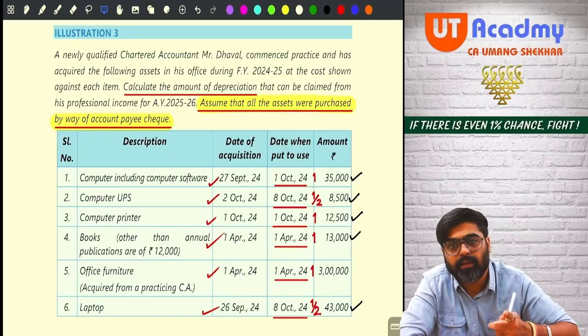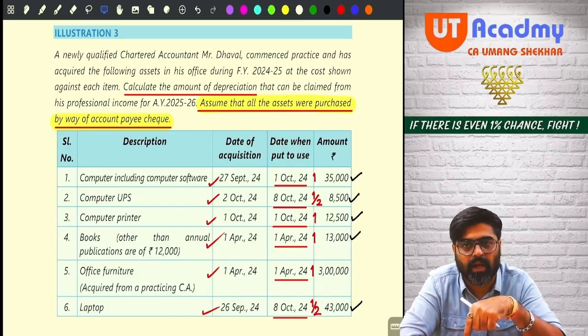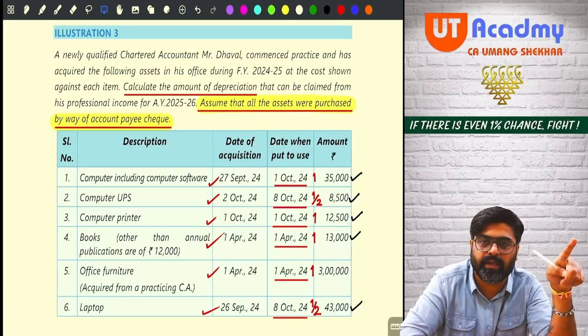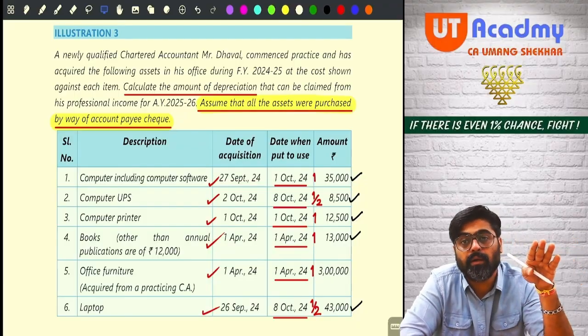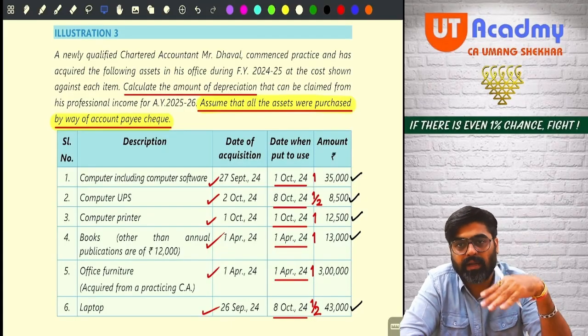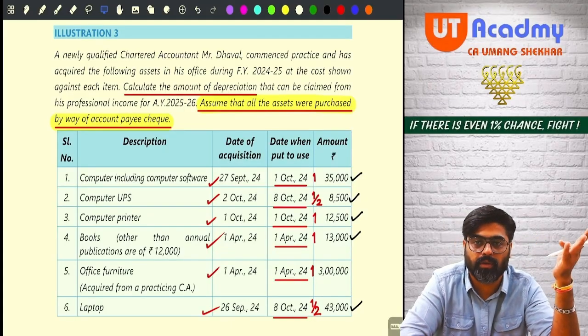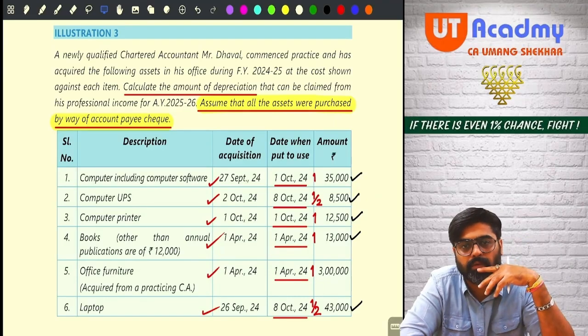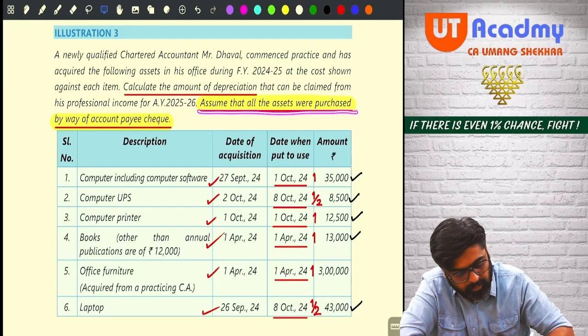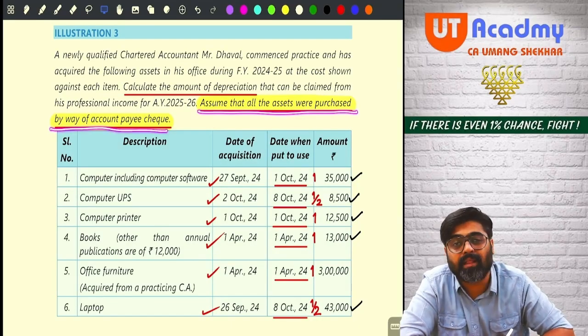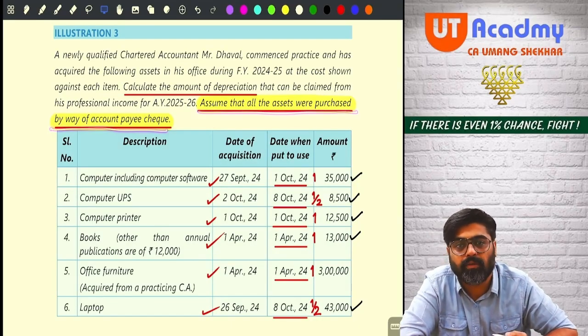Now you have to see that if the asset is purchased in this year and put to use for less than 180 days, then on that asset how much depreciation will you get? You will get half. And if it is put to use for 180 days or more, you will get full. That's it. Got it? Pay attention. Now, underline this part. Just like in the last question, the same sentence was given. In this question also, the same sentence is given. What is the meaning of this sentence? We'll go and check.